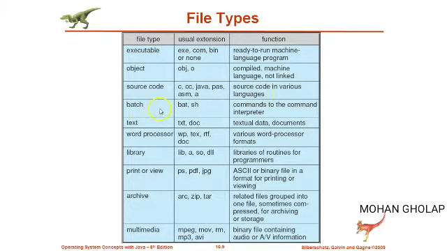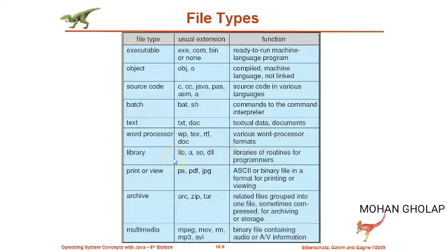The next is batch file. The extension is .bat or .sh. The function is commands to the command interpreter. The next is text file. The extension is .txt or .doc. It's textual data or document. The next file type is word processor. The extension is .wp, .tex, .rtf or .doc. It represents the various word processor formats.